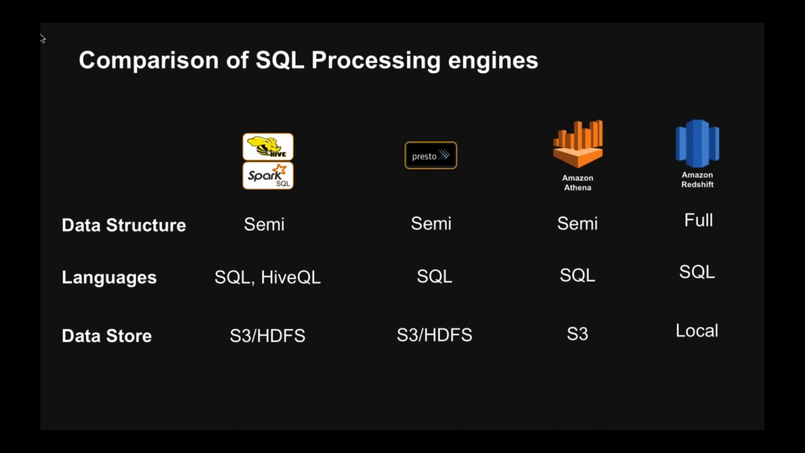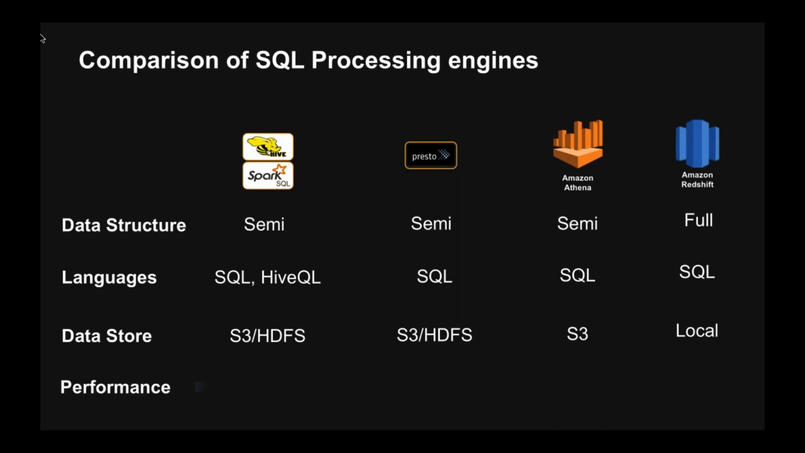And the data stores that they can access, so Hive and Spark SQL can talk to S3, HDFS, actually, and other data stores as well. Presto, similarly, primarily S3 and HDFS, but also has connectors for other databases. Athena is S3 only, and Redshift talks to its own local store. So in order for Redshift to query data, you actually load it in to Redshift, as opposed to the other three, where you're actually just pointing the engine at data that lives somewhere else.